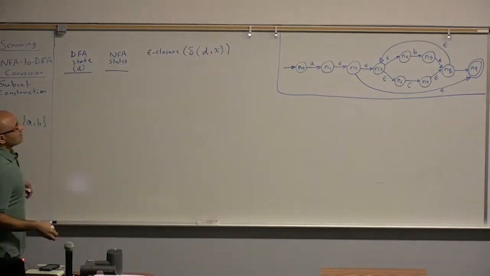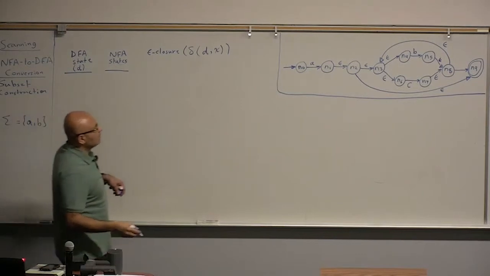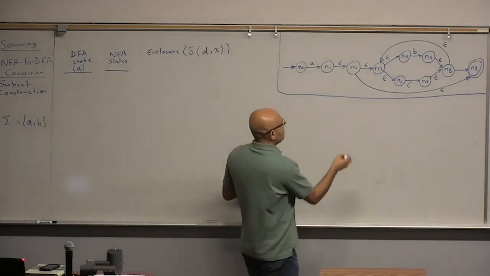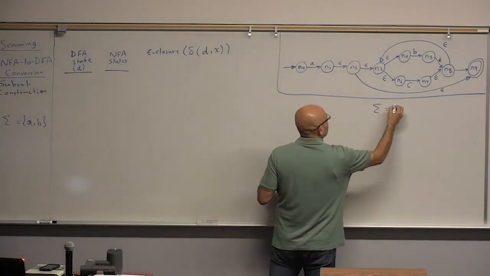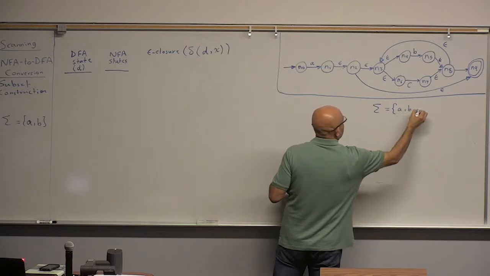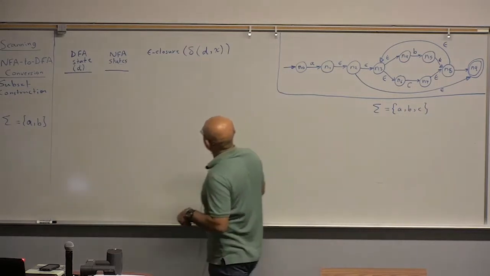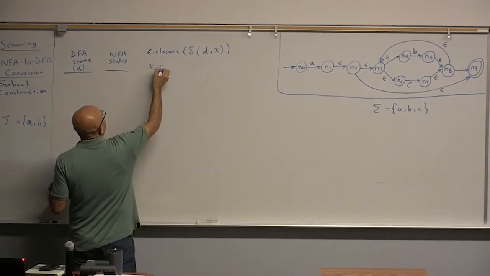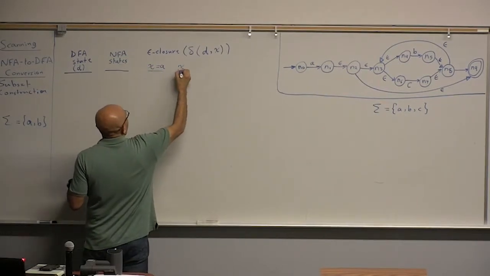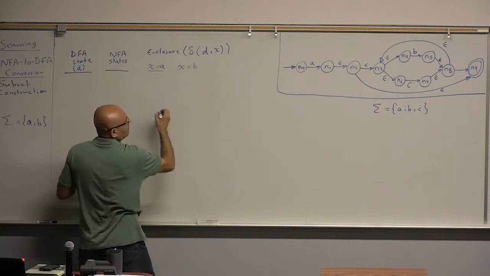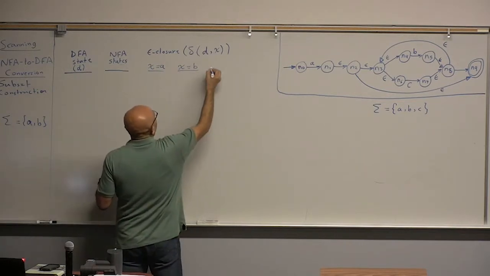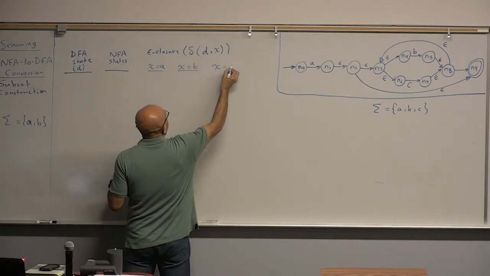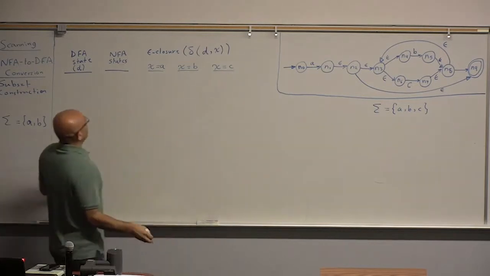Now, how many X's do we have to worry about in this example? Sigma here is what? ABC. Our sigma here is ABC, so we'll have to worry about X equals A, X equals B, and X equals C.